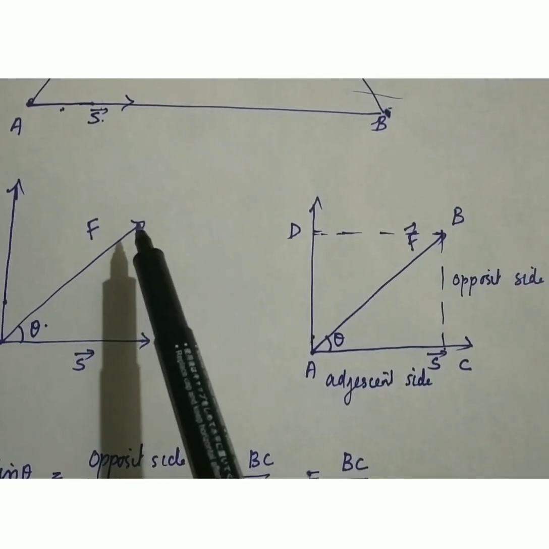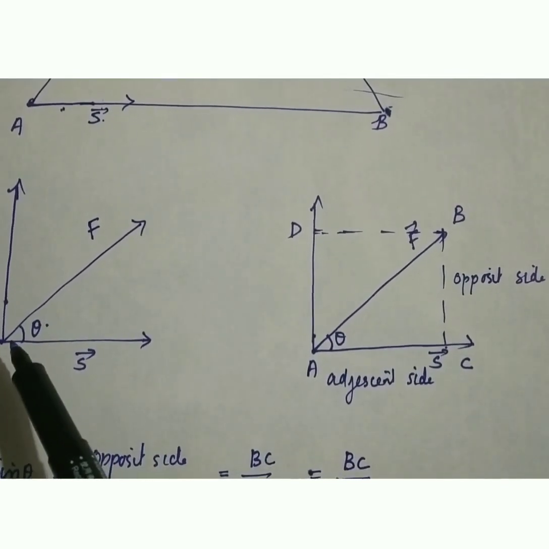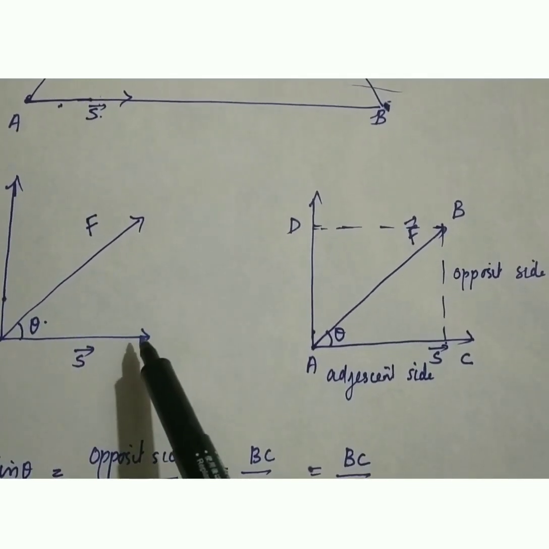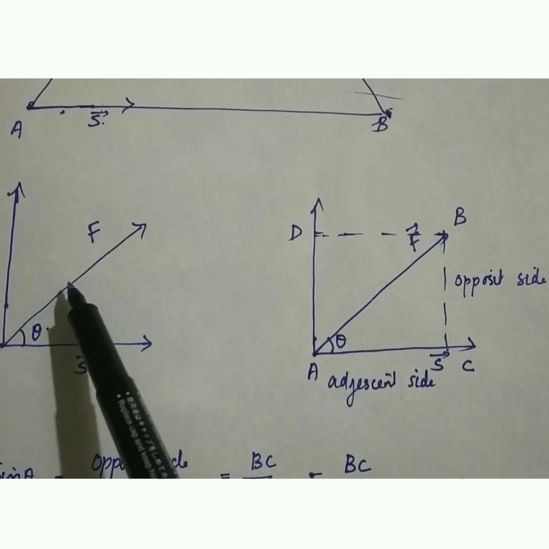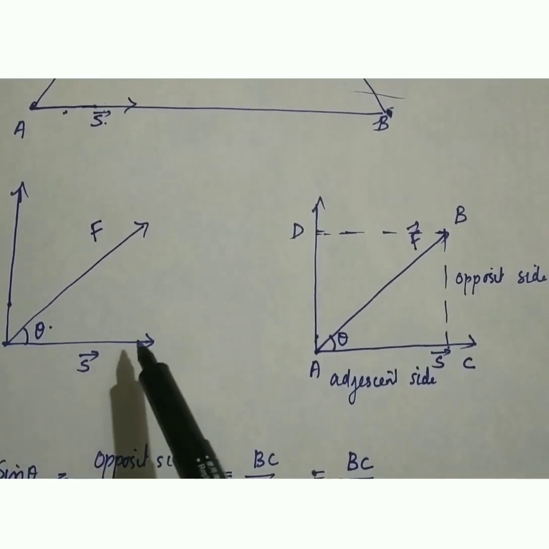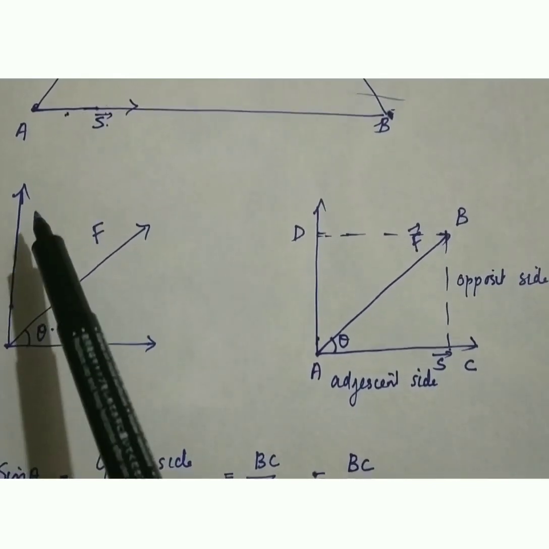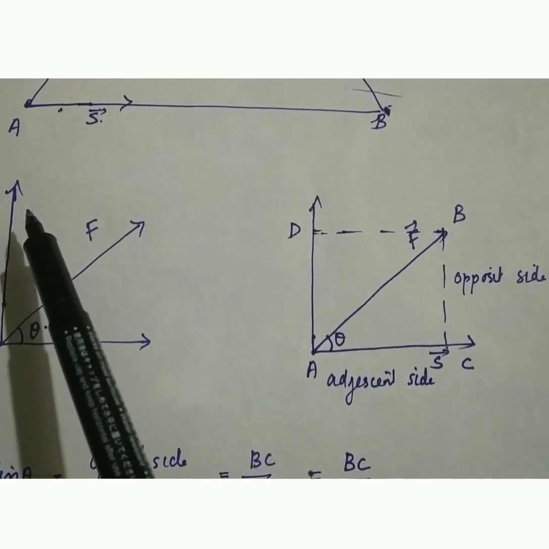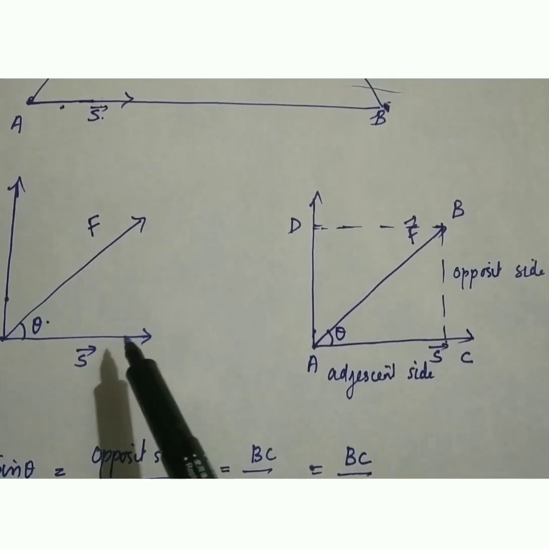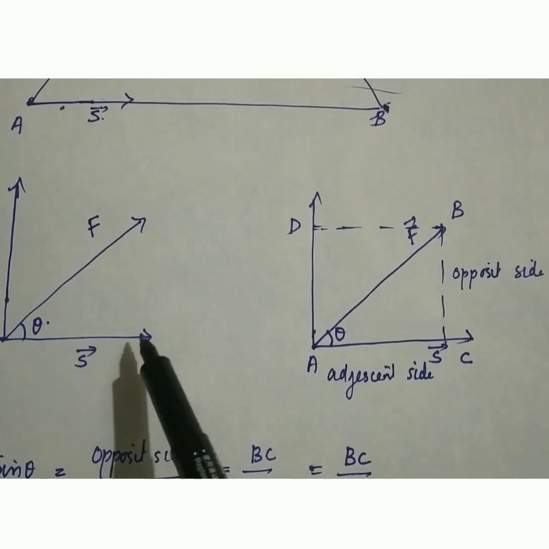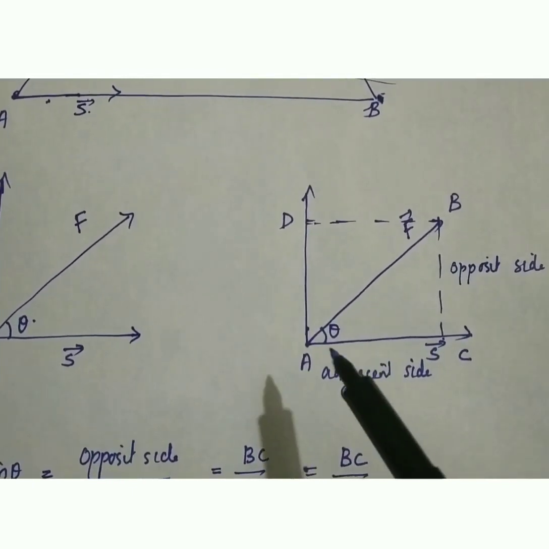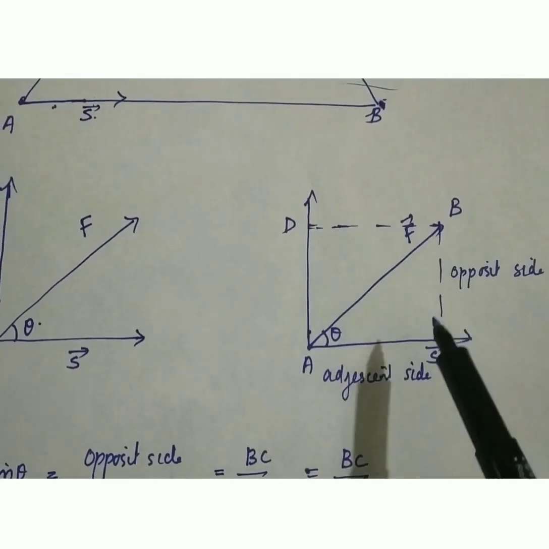This force is actually divided into two components. One is in the vertical direction, another one is in the horizontal direction. So this force is divided into two, and one part is acting in the horizontal direction, another one is acting in the vertical direction. So we have to find how much force is acting in the horizontal direction, or how much force is used for the displacement in the horizontal direction. For that we have to construct a parallelogram like this.